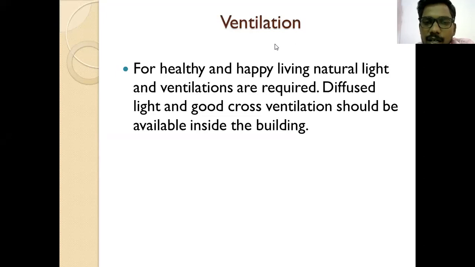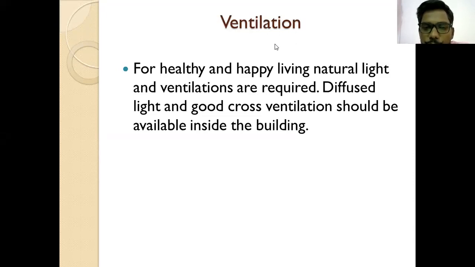But here, generally, we have to go for vertical windows over horizontal, because vertical windows provide us more ventilation as well as daylighting, from sunrise to sunset. We will get the daylighting. So we have to go for the provision of vertical windows over the horizontal.